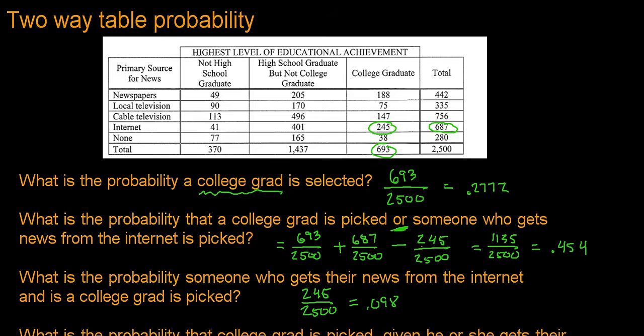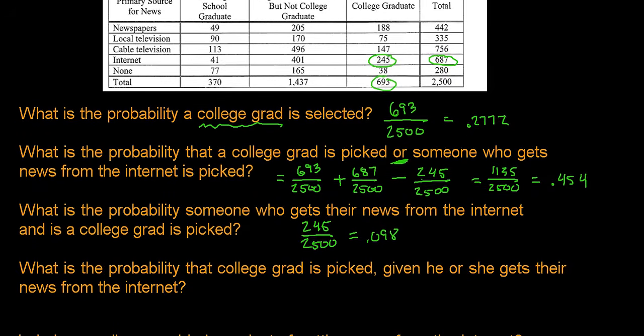All right, next question. What is the probability that a college grad is picked given he or she gets their news from the internet? All right, now I see that word given. That's conditional because I'm told that they get their news from the internet. That's a given. So I'm trying to find the probability that they are a college graduate, but I'm given that they get their news from the internet. See, this is using that conditional formula. I know something about this person prior to picking them. Now, I actually don't need a fancy formula for this. I just need a little bit of common sense.